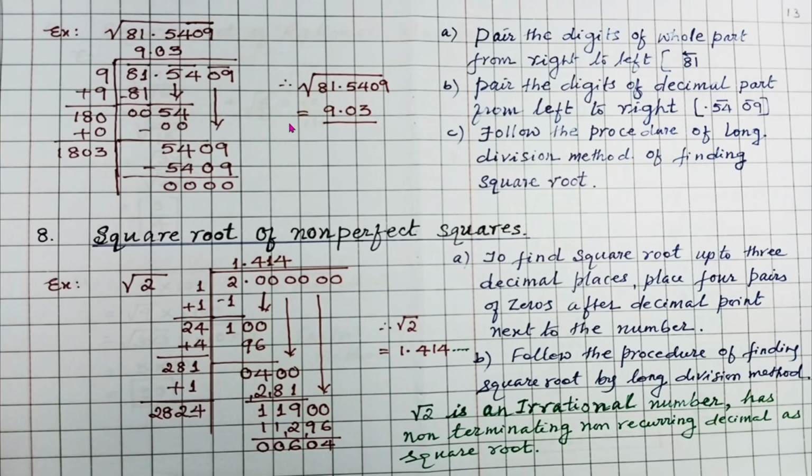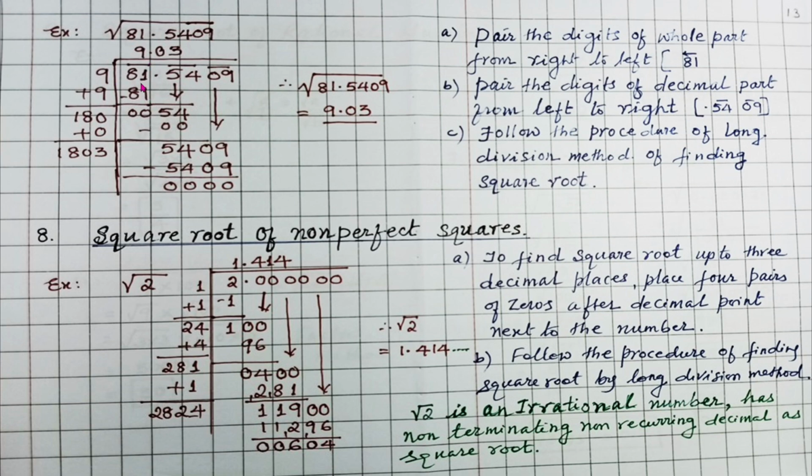Now one more example of finding out the square root by the long division method. This is the decimal number here. We have 81.5409, again a decimal number. We can go by the long division method, and for that first of all pair them, and the pairing is slightly different here. We have to pair the whole part from right to left and the decimal part from left to right. So we have got 3 pairs here. The digits in the square root will be 3 digits, that is 9.03. Then we have 3 digits here, and the procedure is the same.